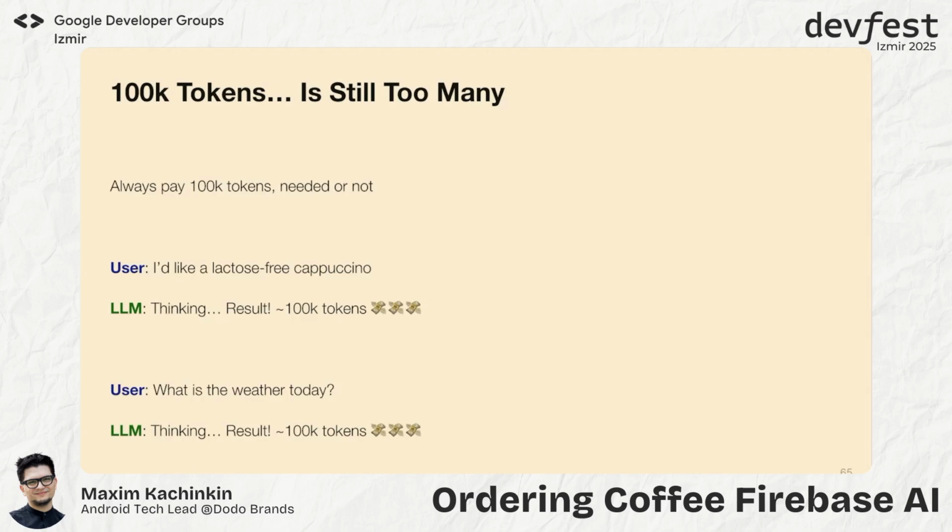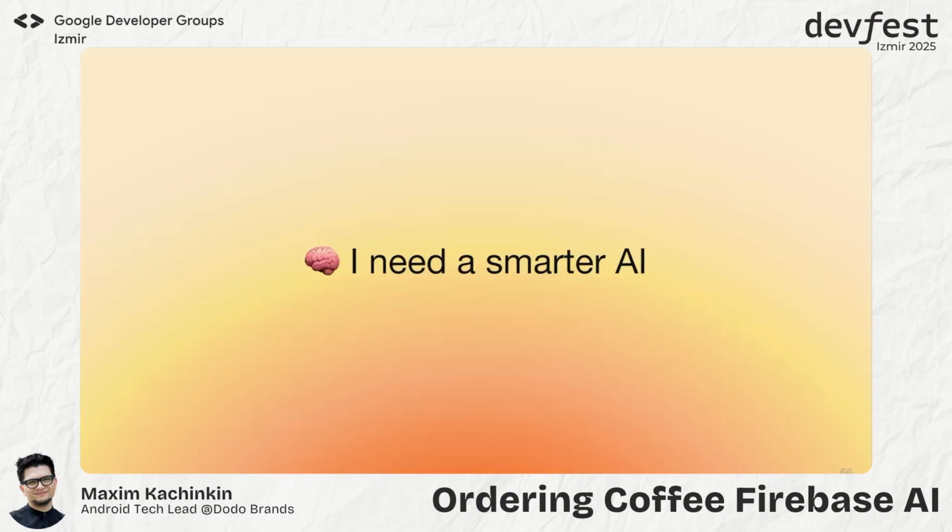For example, if you say I'd like the lactose-free cappuccino, the model thinks and spends 100K tokens. If you say what's the weather today, the model thinks and spends again about 100K tokens. Not exact number, but similar. So we need a smarter AI. The AI could make a difference between when to spend extra tokens, when not, and going step by step. We need a thinking AI.